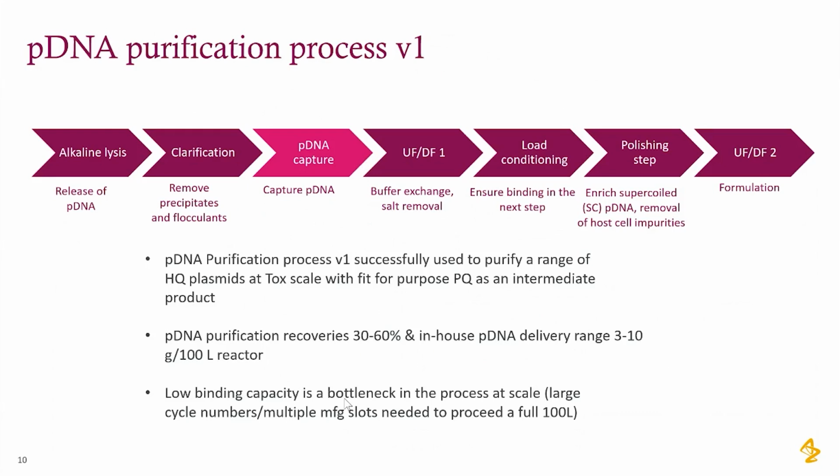Unfortunately, even though we've used this process quite successfully for our constructs, it has some bottlenecks. One of the main bottlenecks is, unfortunately, low binding capacity on the capture step. That's the reason why we sometimes have to perform large cycle numbers, so it requires multiple manufacturing slots in order to process the full 100-liter bioreactor.